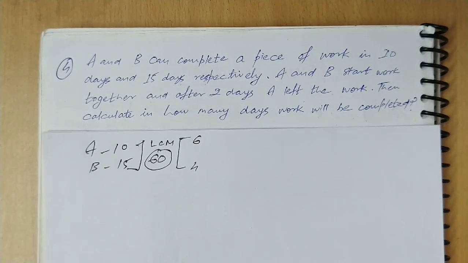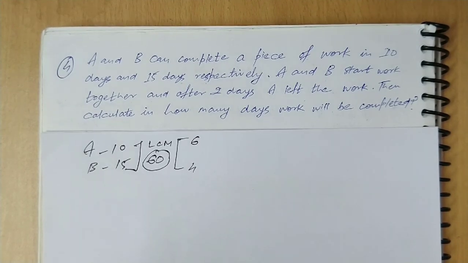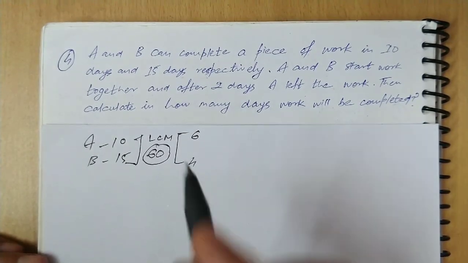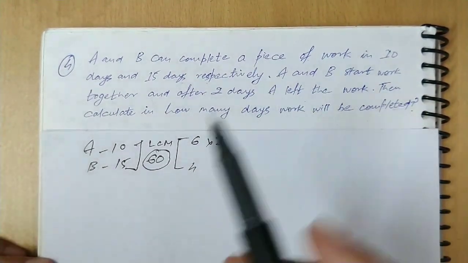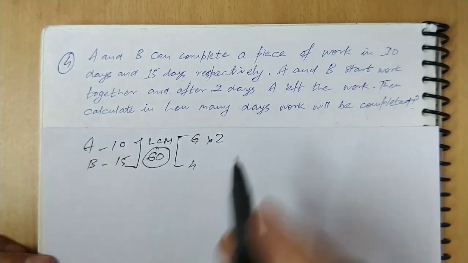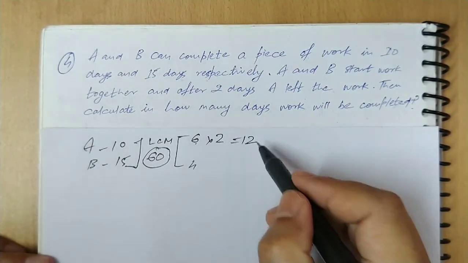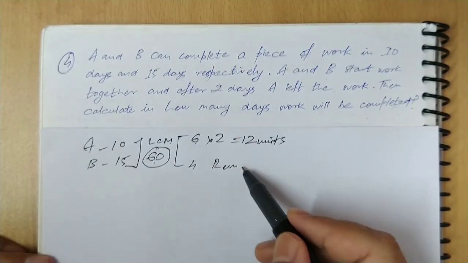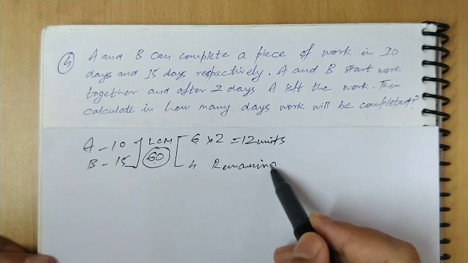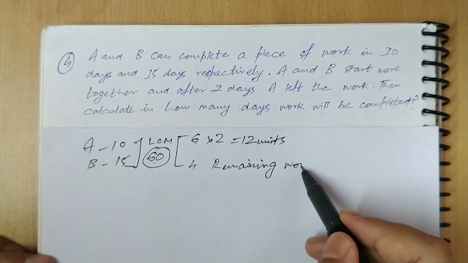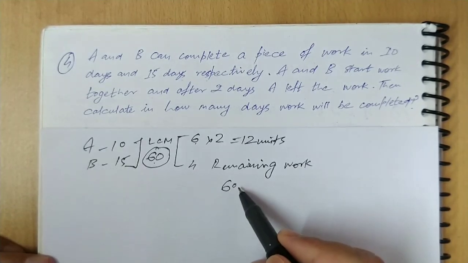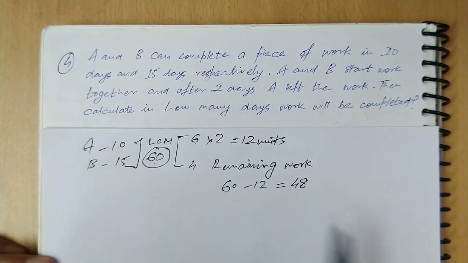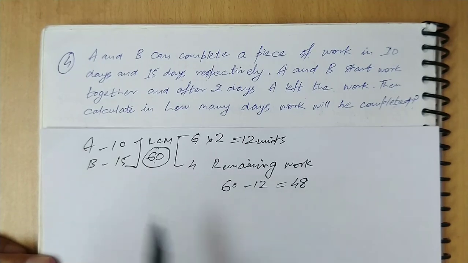Now in this question, A and B start work together, and after 2 days A leaves the work. So A works for 2 days. So if A completes 6 units of work in a day, in 2 days he will be able to complete 12 units of work, and our total work is 60. Our remaining work will be how much? 60 minus 12, which is 48. So 48 units is the work which is done by B.